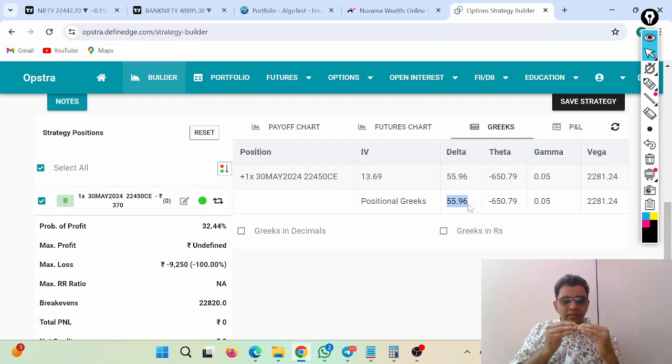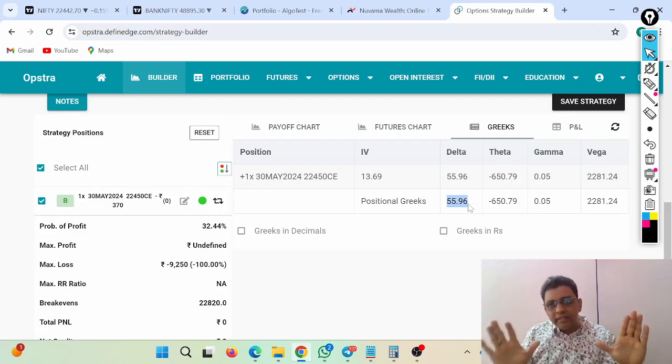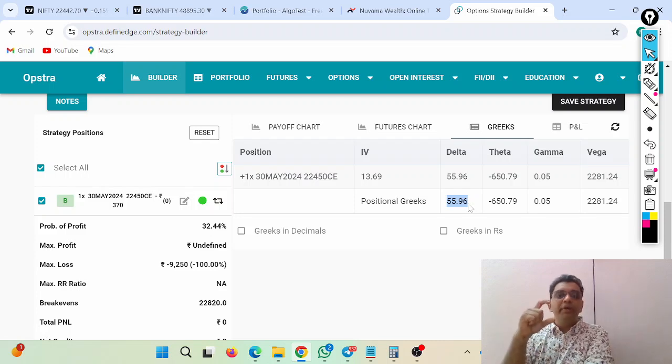Let's say Nifty is at 22,450. Then the probability that Nifty will close above 450 is 50%, right? It's a simple thing, just like we studied in our school days. Let's say, for example, I have a coin in my hand, and if I toss the coin, the probability that I will get heads is 50%, and the probability that I will get tails is 50%. Both of the things are equally probable.